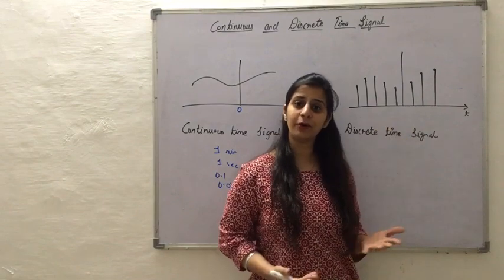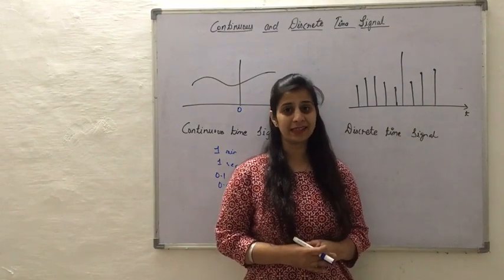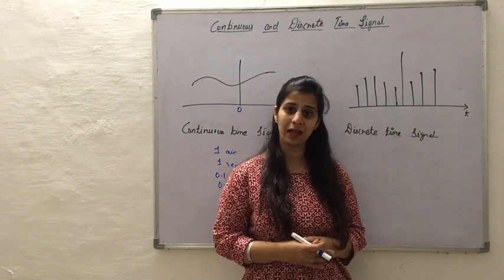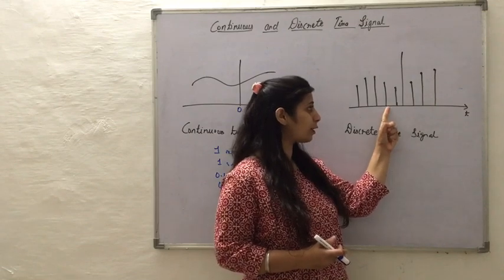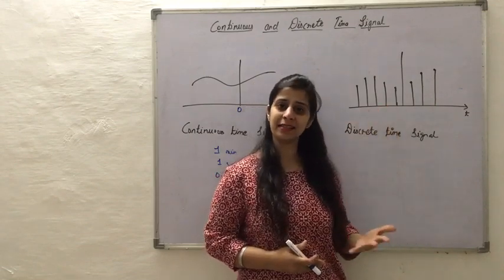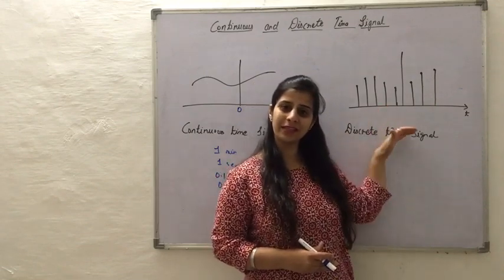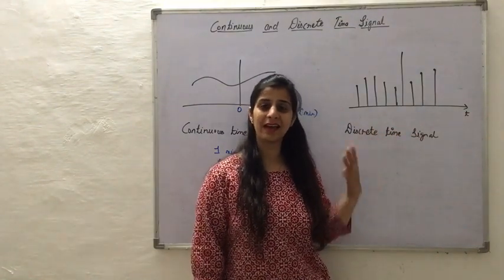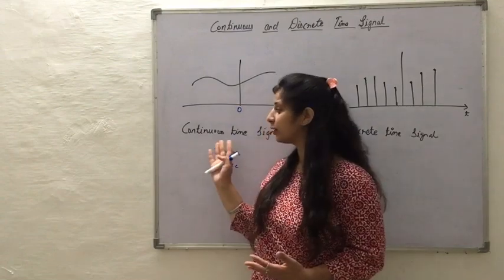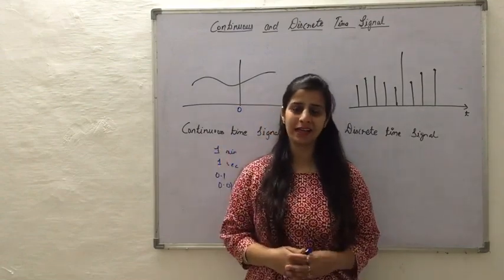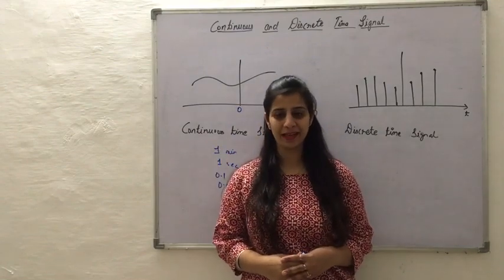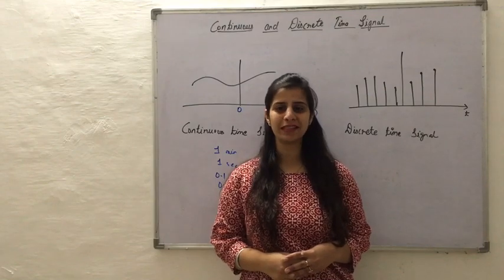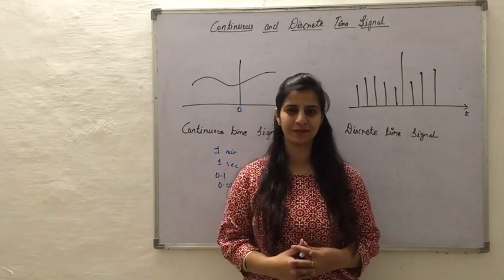But a discrete time signal will have some value at particular instances of time, and at other instances of time, the value of this signal remains undefined. Discrete time signals are actually obtained from the continuous time signal by a process that is called uniform sampling. Let us now look at that uniform sampling through these waveforms.